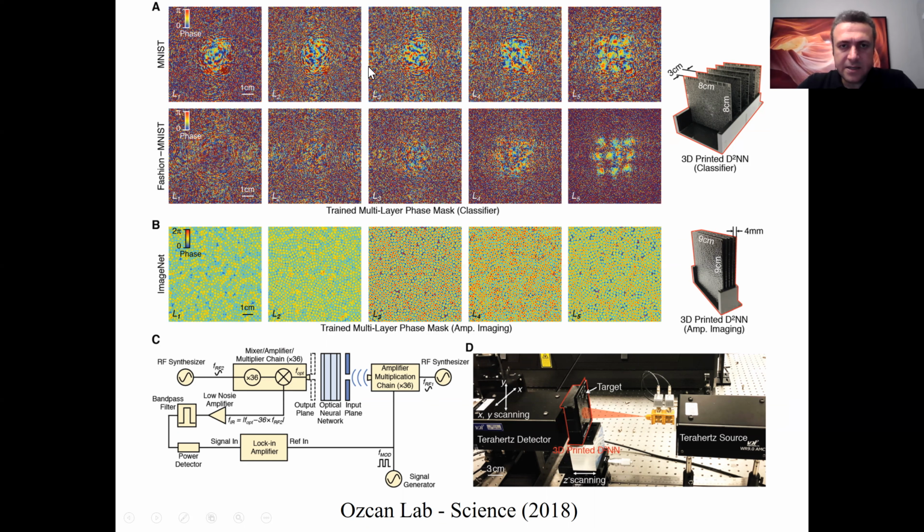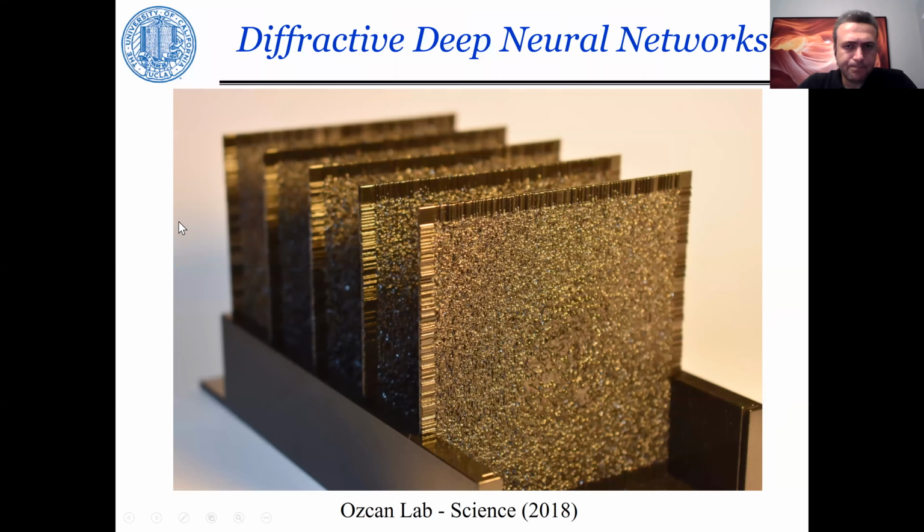The design task changes all these pixels in a unique way in the sense that the elements are shaping up in a unique manner to solve the task at hand. For example, for imaging, you have a totally different solution than image classification shown in here. And this is our experimental test bed. We use a terahertz source. This is where the diffractive network goes. And we're looking at the detector positions assigned to different image classes to determine if it's successful or not.